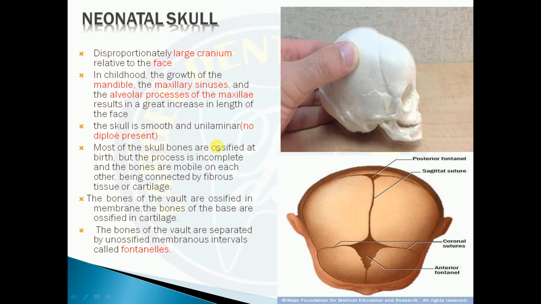Most of the skull bones are ossified at birth, but the process is incomplete and the bones are mobile on each other, being connected by fibrous tissue or cartilage. The bones of the vault are ossified in membrane. The bones of the base are ossified in cartilage. Very important line. The bones of the vault are separated by unossified membranous intervals that are called fontanelles.